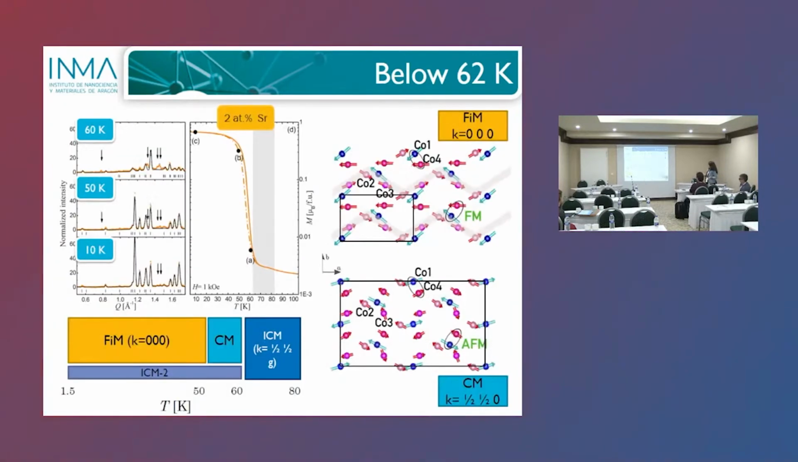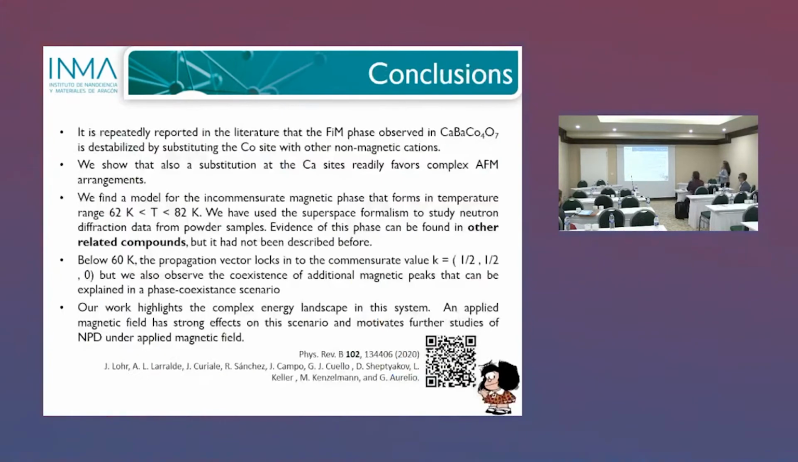So to sum up, as I told you, it had been repeatedly reported in the literature, the effects of doping and the destabilization of this ferrimagnetic phase by substituting mostly the cobalt side, but not other sites in the structure. So we present results for the substitution at the calcium side.